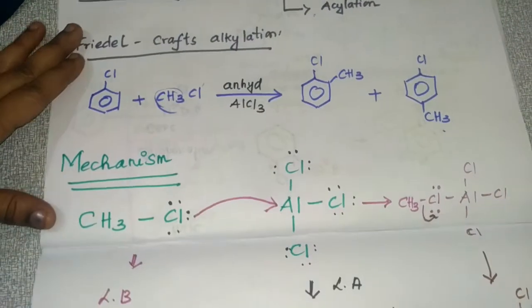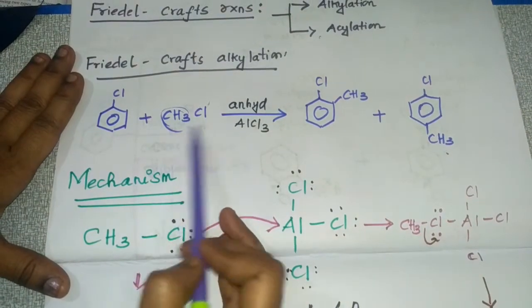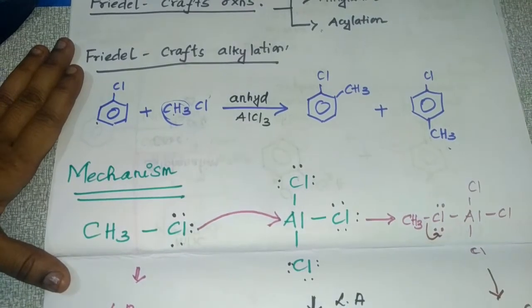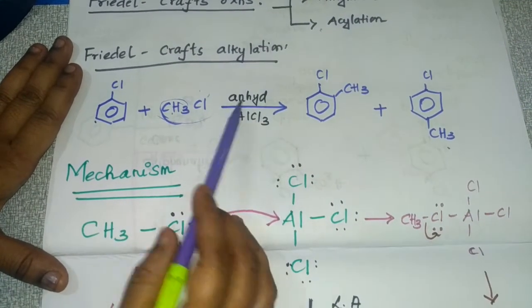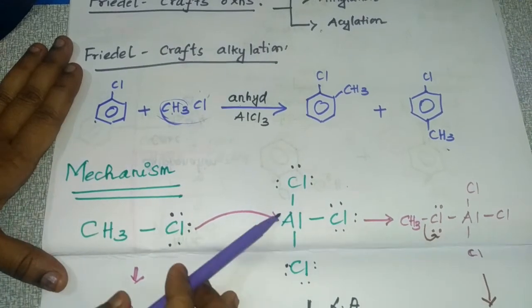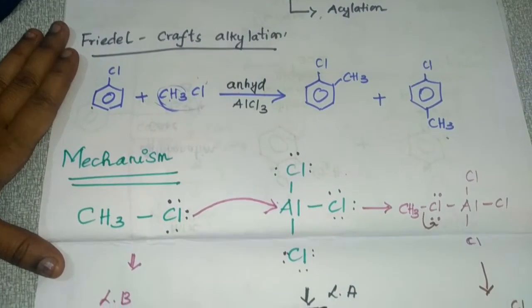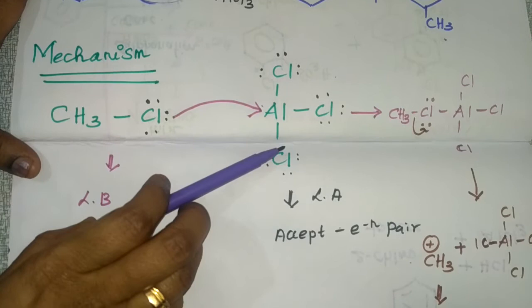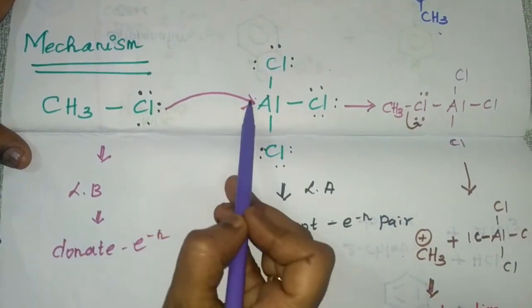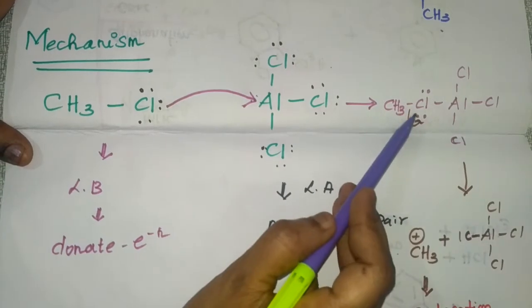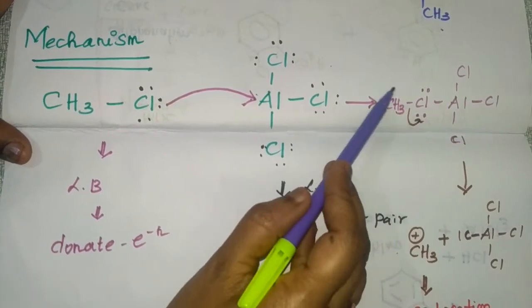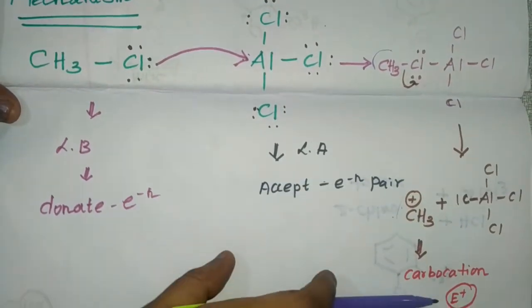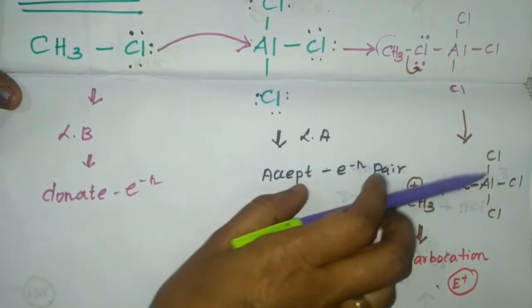Have you understood? Here we are going to add this alkyl to this chlorobenzene in the presence of anhydrous aluminum chloride. So you are taking this alkyl chloride and this aluminum chloride. This aluminum chloride acts as a Lewis acid because it accepts an electron pair, and this will act as a Lewis base because it donates the electron pair. So it will donate the electron to this aluminum, and the product will be like this, and this chlorine will take the shared pair of electrons towards itself, and this will become a carbocation, which acts as an electrophile, and the remaining product will be AlCl4.